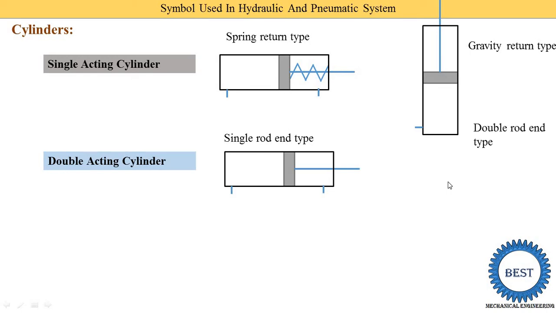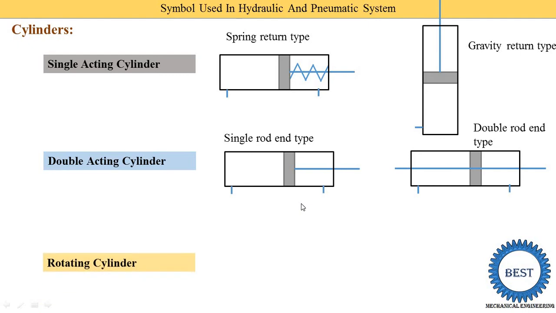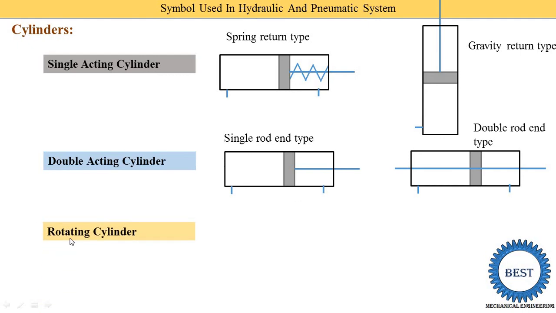Next one is the double rod end type, meaning two rods are provided, on both sides of the piston. It is called the double rod end type. Next one is the rotating cylinder, meaning the cylinder is rotated. So we draw one horizontal cylinder, piston and connecting rod, and we draw the rotational symbols.